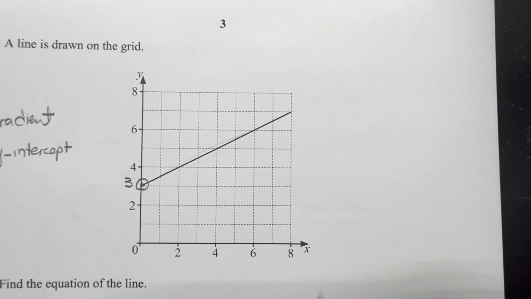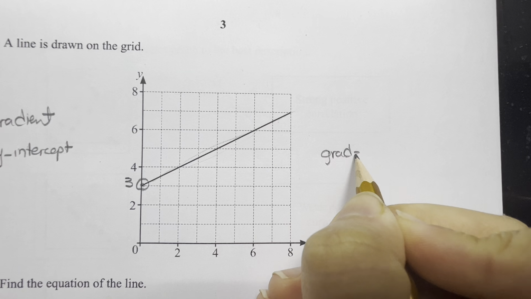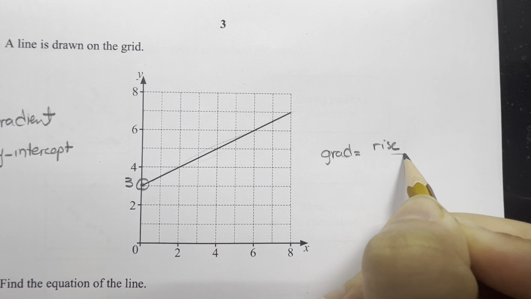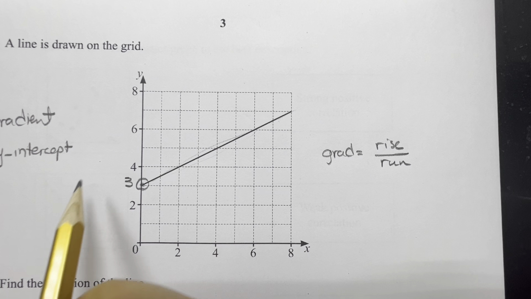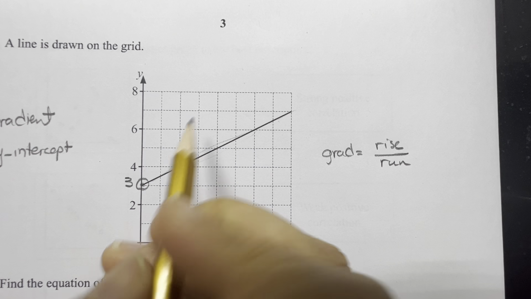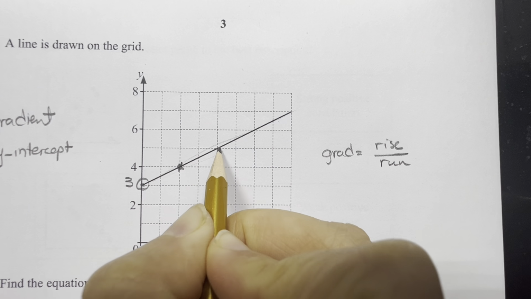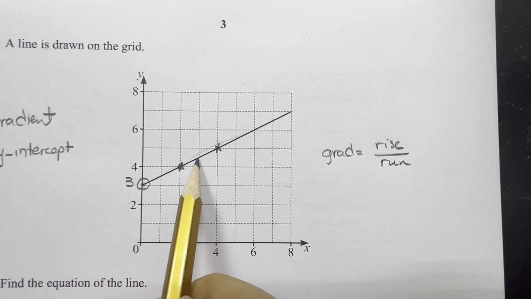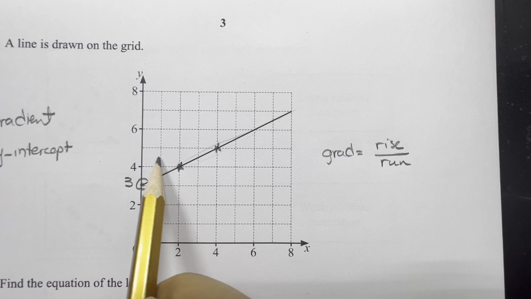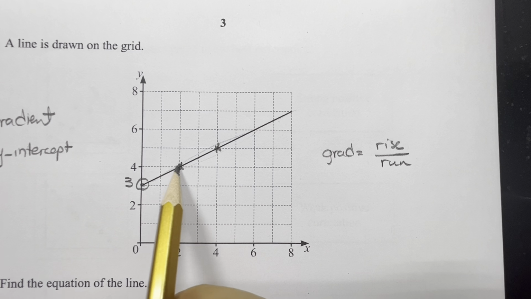How to get the gradient? The gradient equals rise over run. Pick any 2 points. For example, this point and this point. Why didn't I take this point? Because this point is not accurate on the background grid. So I will take this point.